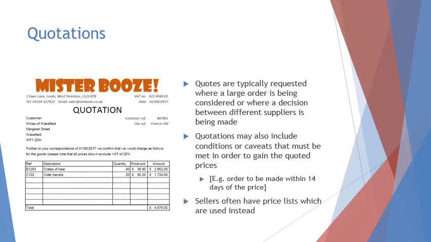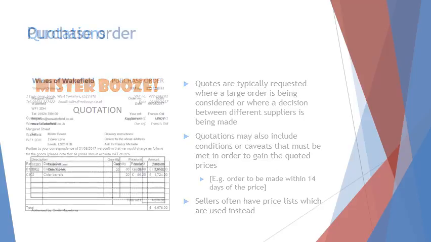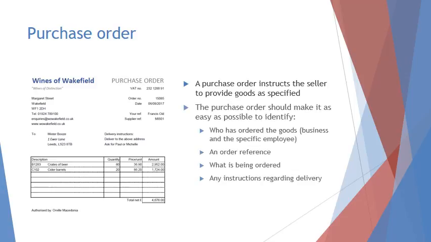Now, often sellers have price lists rather than relying on quotations. So quotations do require a bit of effort on the part of the seller. But as I say, they're typically seen when a large order is being received or the goods being requested are of a unique nature. Our next document is the purchase order. Now, the purchase order is prepared by the buyer and sent to the seller, and it instructs the seller to provide the goods as specified.